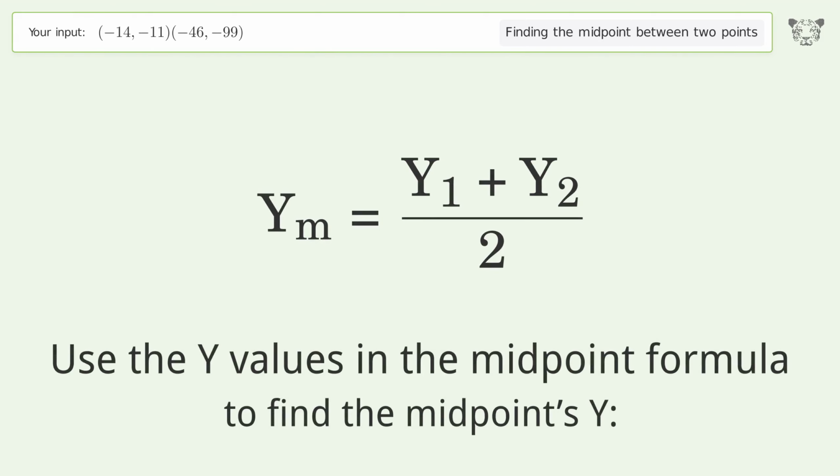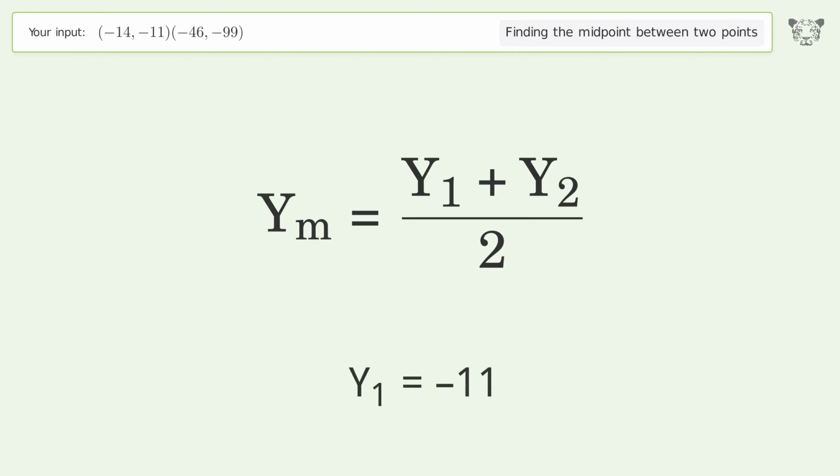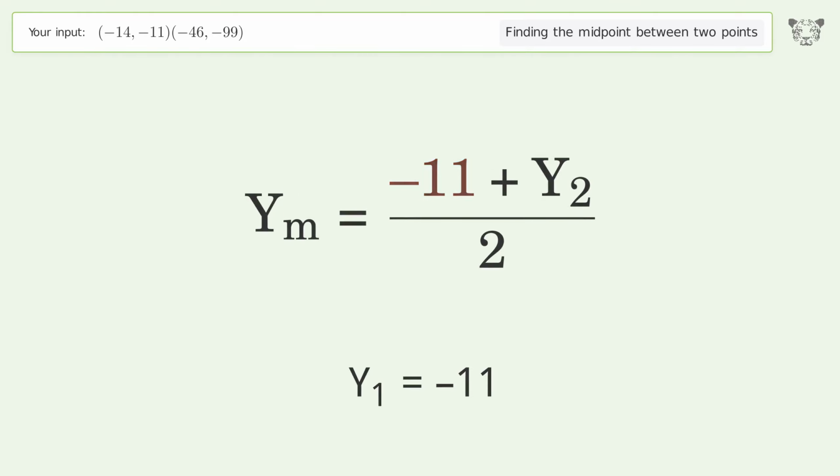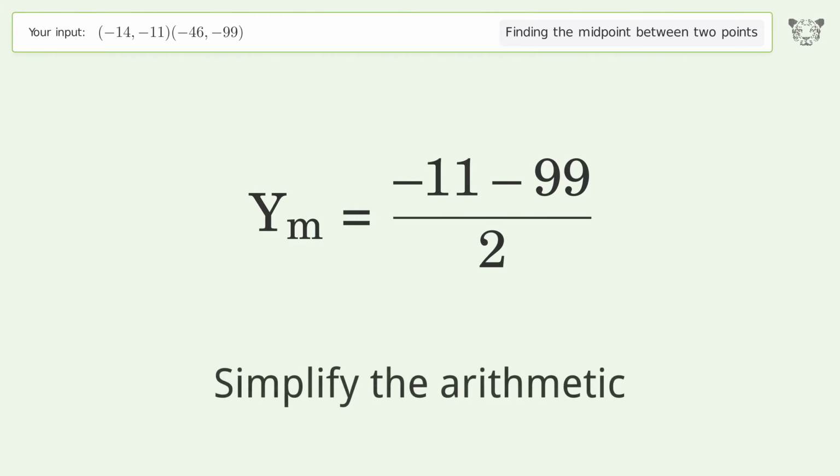Use the y values in the midpoint formula to find the midpoint's y. y1 equals -11. y2 equals -99. Simplify the arithmetic.